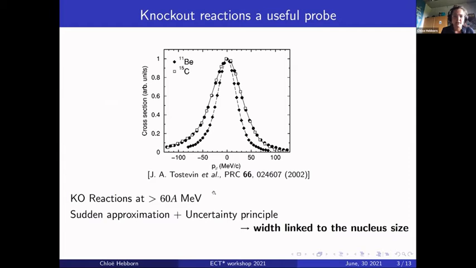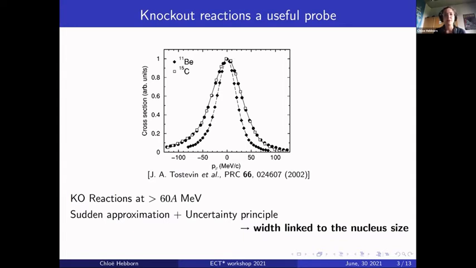So these reactions are measured at pretty high energy, usually above 60 MeV per nucleon. And at this energy, you can assume that the reaction is sudden, meaning that the distribution that you're measuring after the collision would be similar to the one that the core had inside the nucleus before the collision. So if you combine this sudden view with the uncertainty principle, you know that if you measure a narrow distribution, this means that the nucleus was spatially extended.